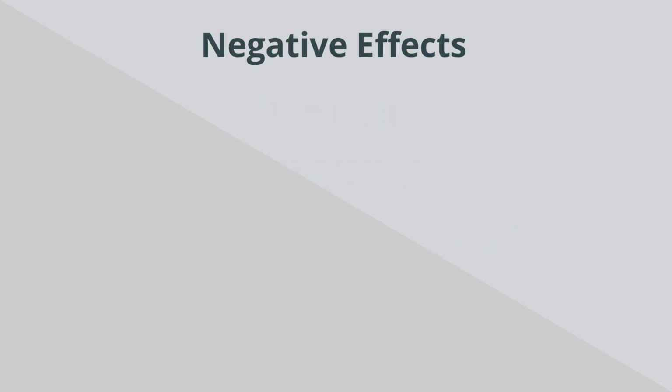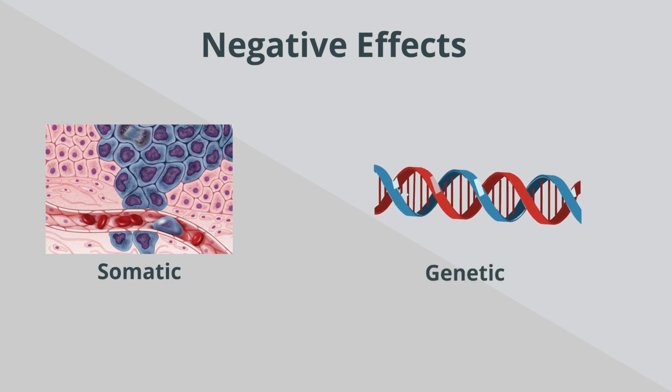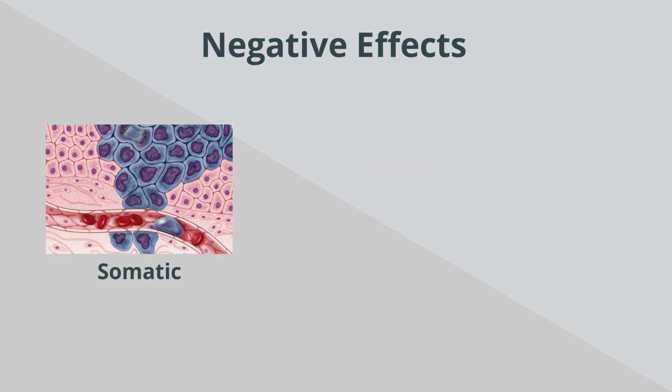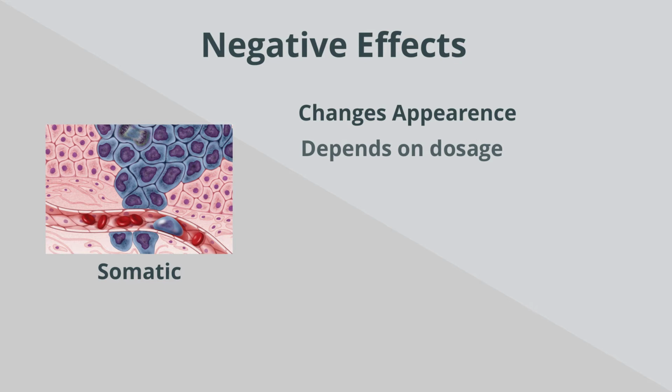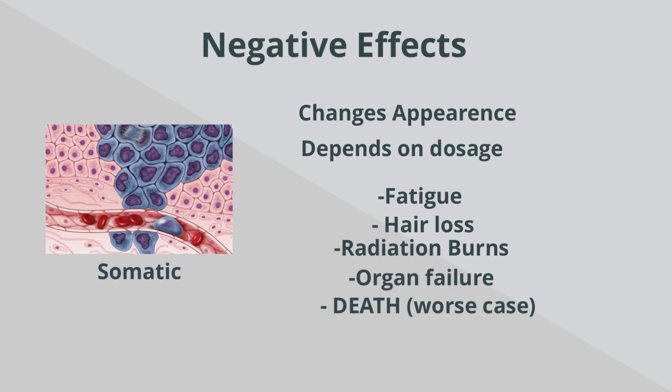To continue, besides death by overdosing in radiation, there are two major effects to humans, which are somatic and genetic effect. Somatic effect changes the appearance of the person exposed to radiation. The seriousness of the damage depends on the dose of radiation received. Symptoms include fatigue, nausea, hair loss, radiation burns, organ failure, and in worst-case scenarios, death.